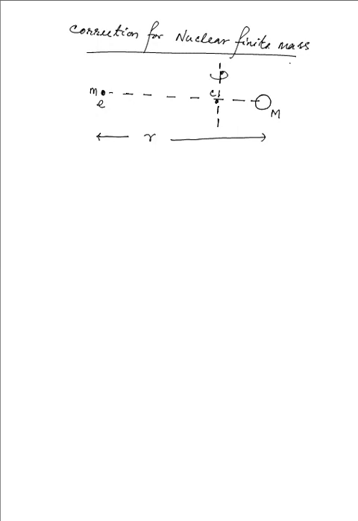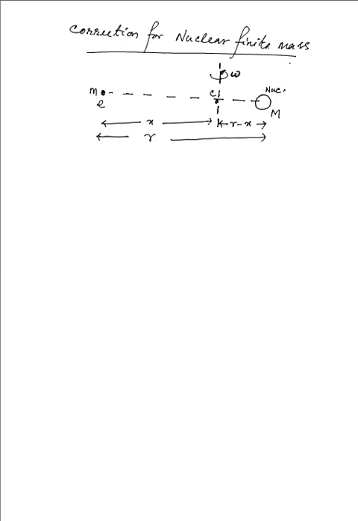So it will have an angular speed omega with which both the nucleus and the electron rotate about that center of mass. Let this distance of the center of mass from the electron be x, and therefore we are left with r minus x as the distance of the nucleus from the center of mass.